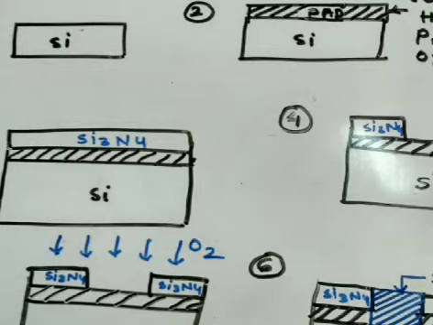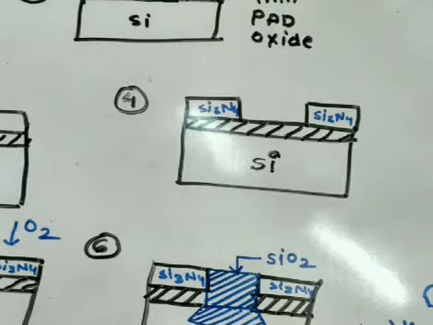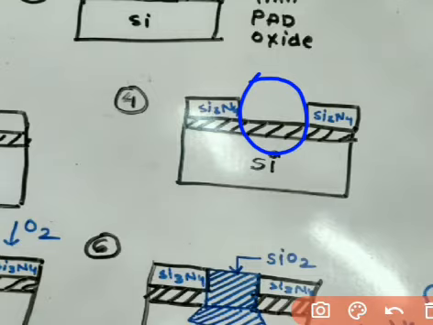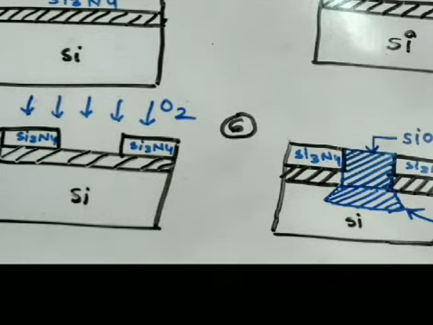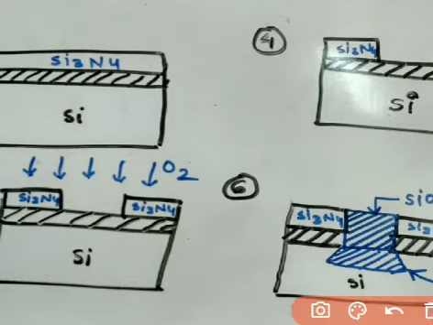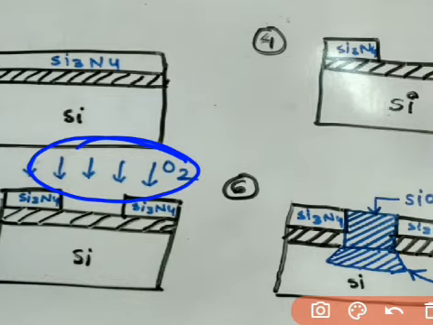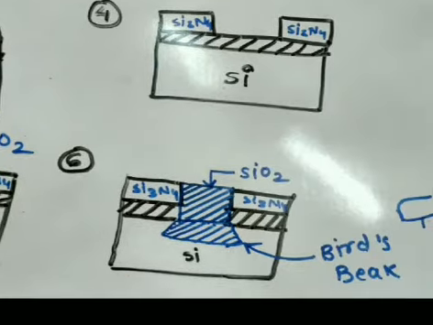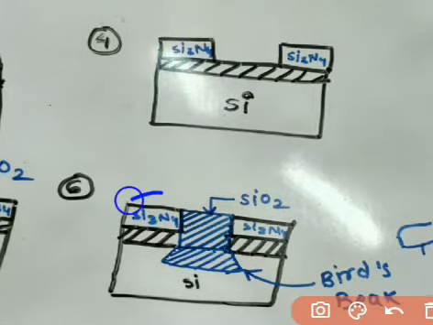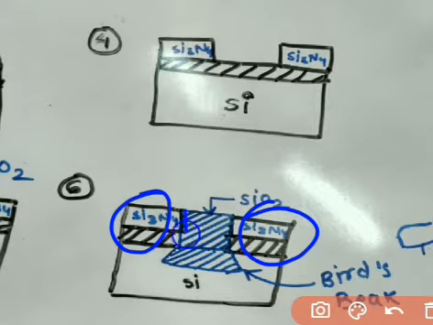We want a particular area to be used for isolation, so we need to open a window here using the lithography process. By using lithography, we have opened this window. After opening the window, we need to oxidize this particular area to create an isolation wall. So we apply oxygen and we form an oxide layer in between the two regions.